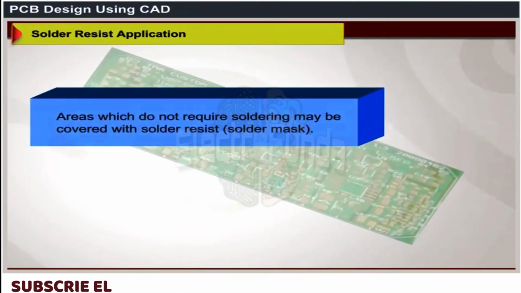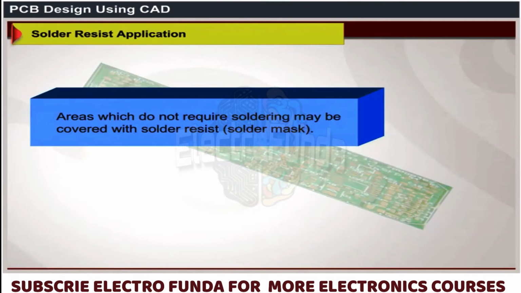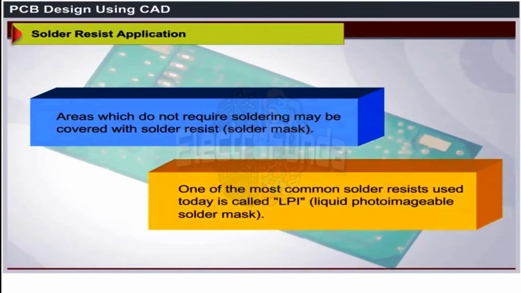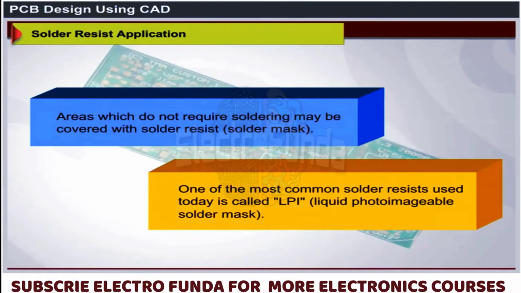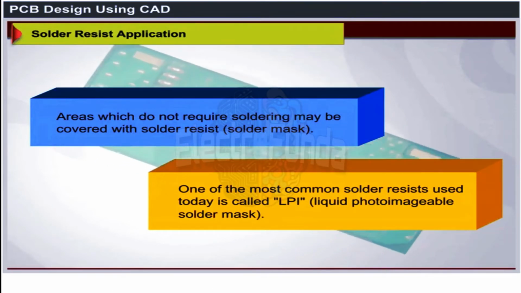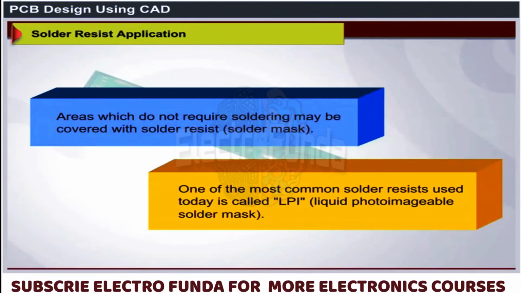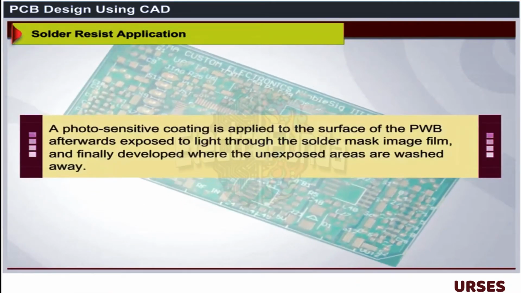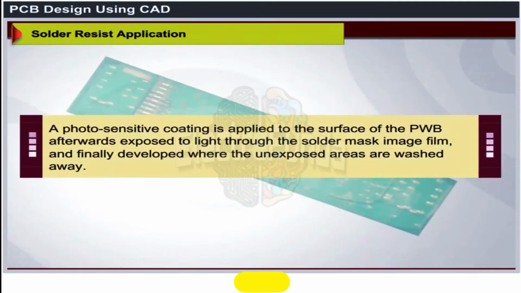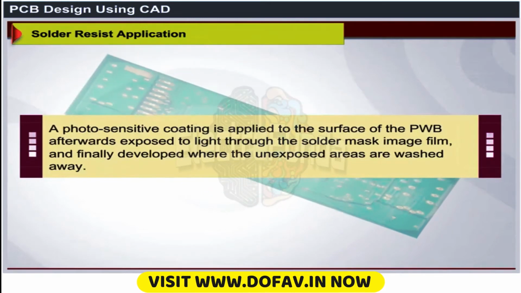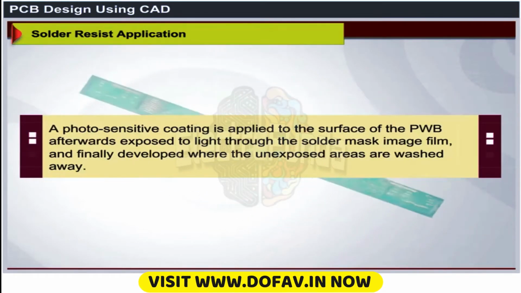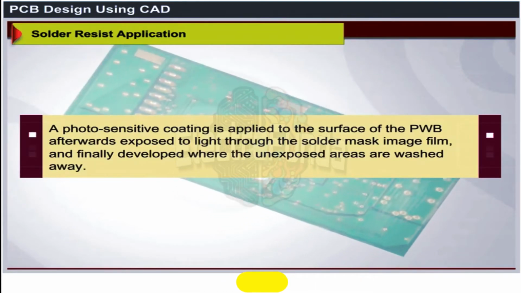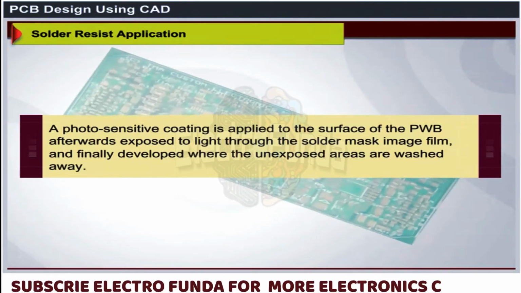Areas that should not be soldered may be covered with solder resist, or solder mask. One of the most common solder resists used today is called LPI, Liquid Photoimageable Solder Mask. A photosensitive coating is applied to the surface of the PWB, then exposed to light through the solder mask image film, and finally developed, where the unexposed areas are washed away.